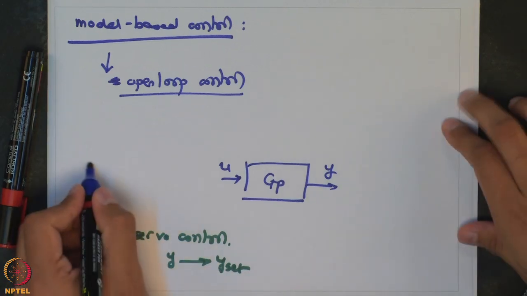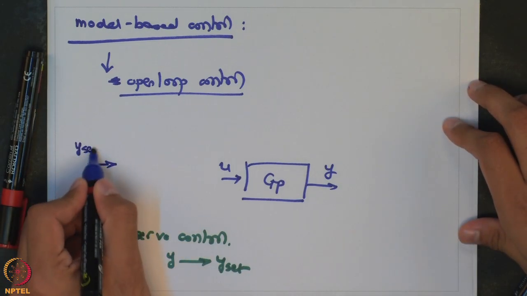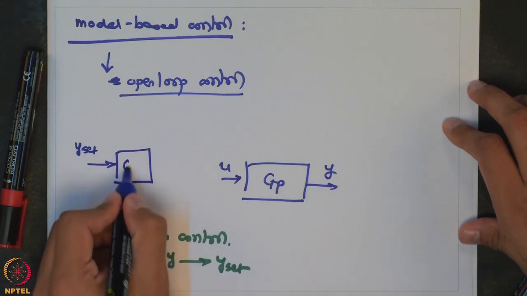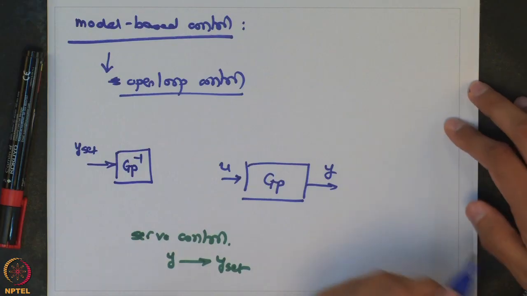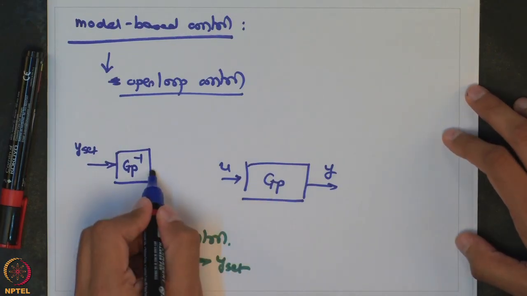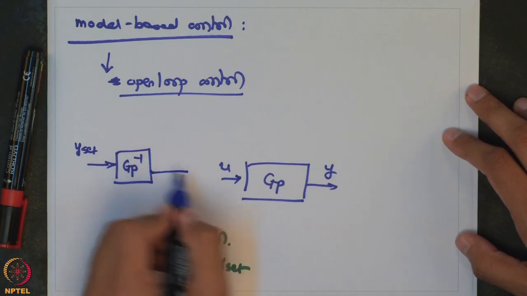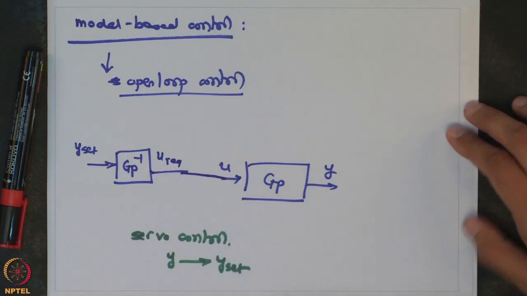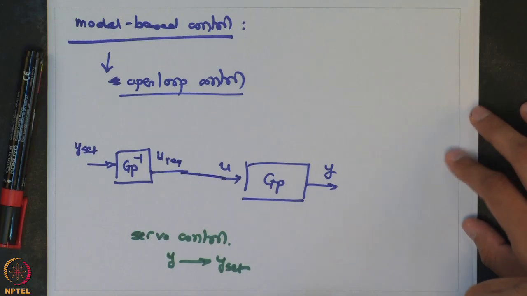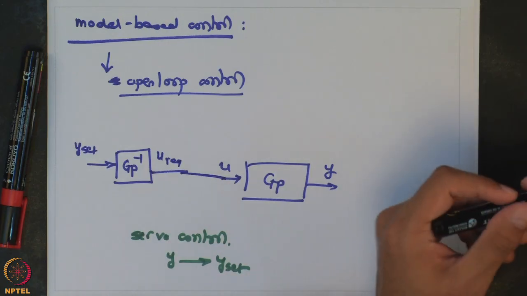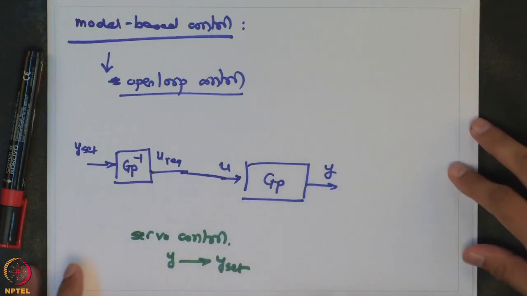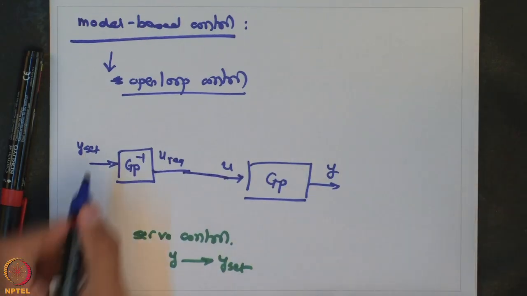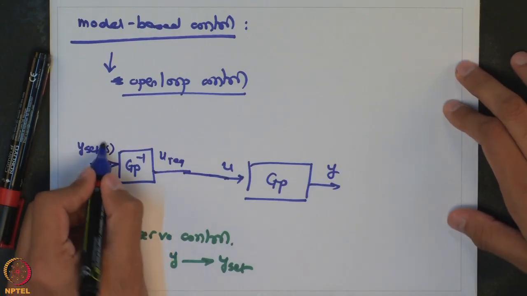So, what I can do is I have this y set, I can pass it through GP inverse. Whatever is the u required, I will just give it to the process. Let us see what this system does. So, now again let us say we are working in the Laplace domain.